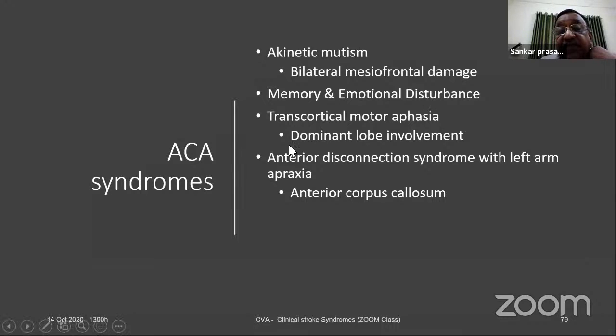So that shows dominant lobe involvement, anterior disconnection syndrome with left arm apraxia, because as I said, praxis is on the left side parietal lobe. The impulses are carried to the supplementary motor area on the ipsilateral side and also to the contralateral side through the corpus callosum. So any connection disturbance will give rise to apraxia.